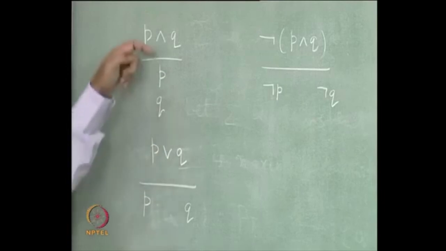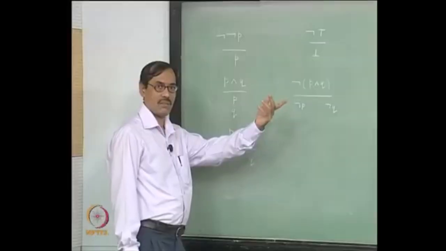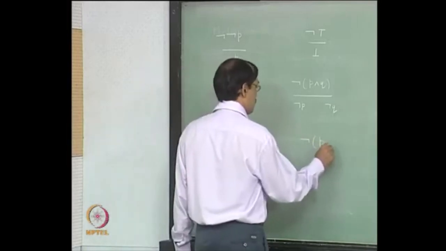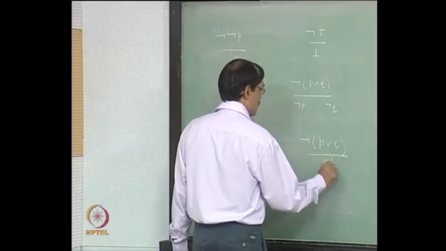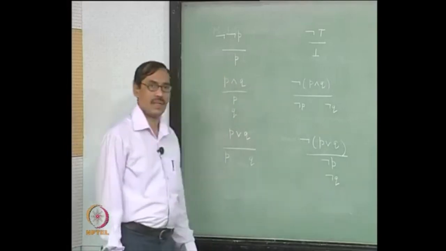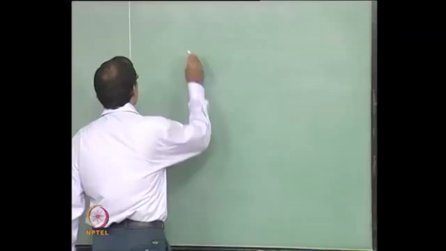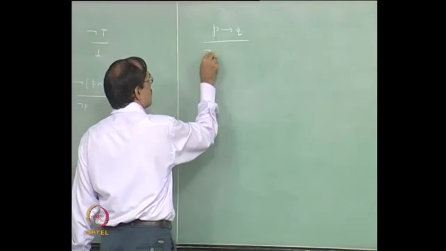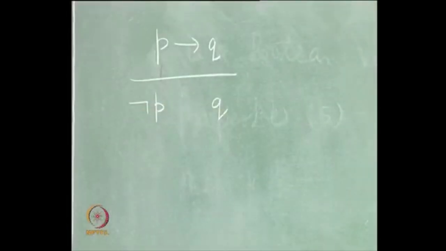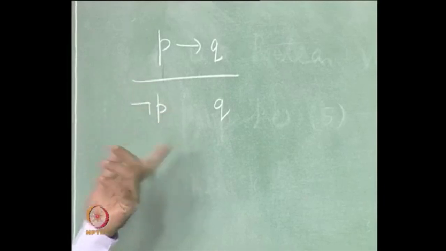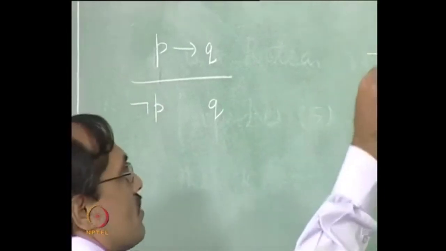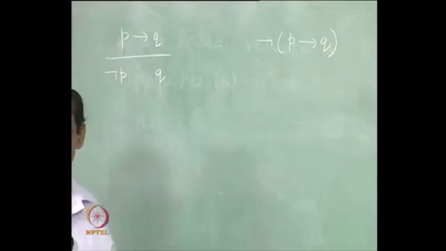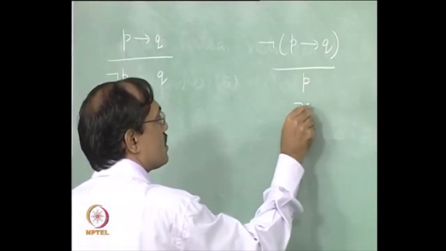See, if you do not like the fractions, you can simply connect by vertical bars or slanted bars, it does not matter. Next, we have not of P or Q, which will be not P, not Q, both are in the same path, right. Next, we may have P implies Q, which will have again two children, one is not P, another is Q. See the semantics, P implies Q is equivalent to not P or Q. Next, you have not of P implies Q, which is equivalent to P and not Q, right. So, we will have P, not Q in the same path.